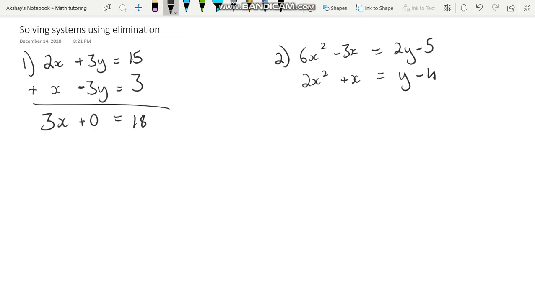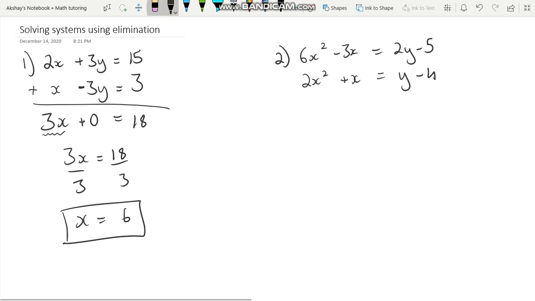So this is essentially how you would eliminate one of your variables. Now you see, I've completely eliminated my y variable and I'm only left with my x variable, which should be easy to solve for now. Just a simple linear equation, divide both sides by 3. 18 divided by 3 gives me 6. So x is equal to 6.